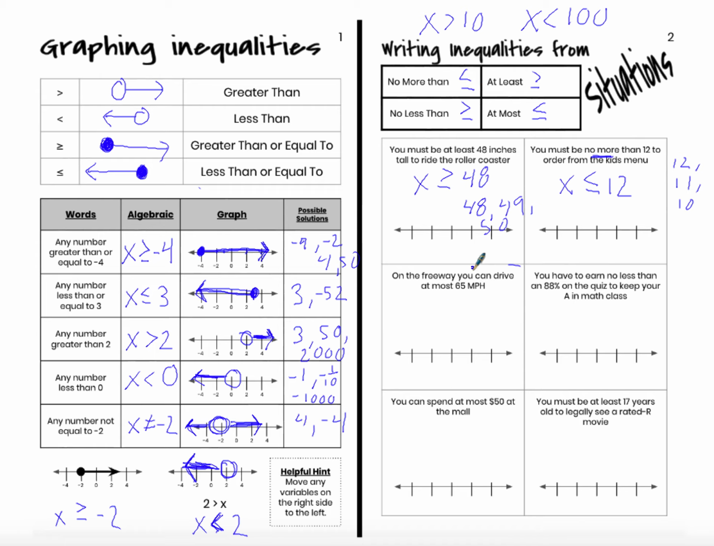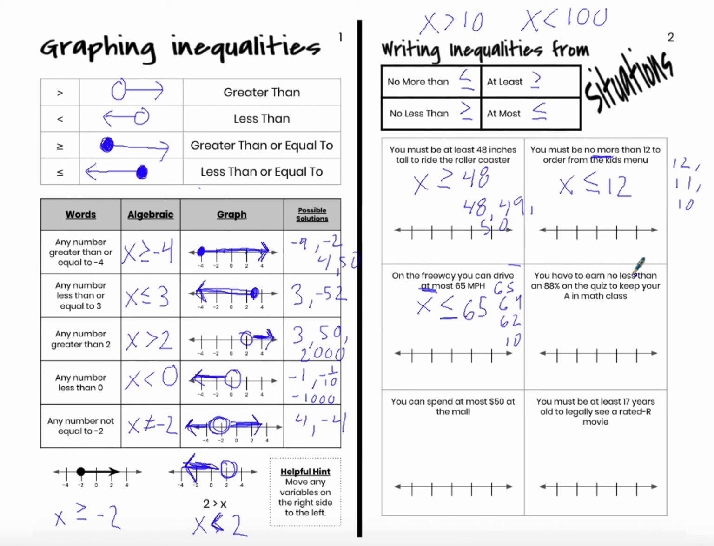On the freeway, you can drive at most 65. You can drive 65. It's okay to drive 64. It's okay to drive 62. Apparently, it's okay to drive 10. So this is a situation where you can drive 65, but you can also drive less than 65 miles an hour.